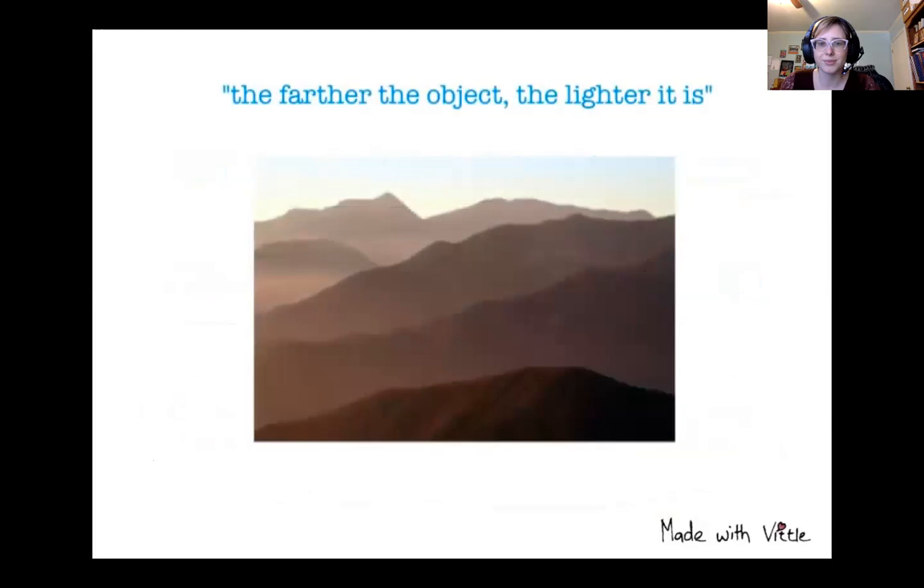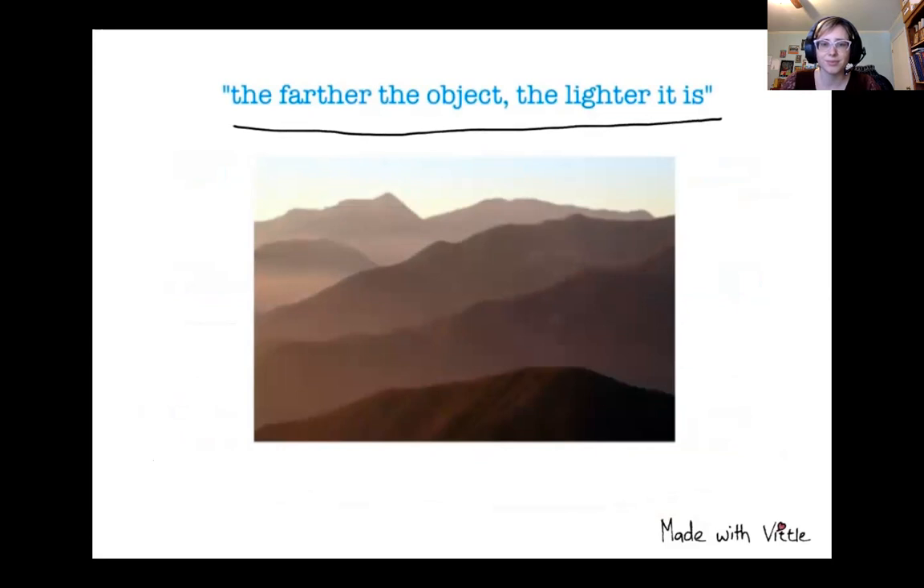So the first trick in atmospheric perspective is the farther the object, the lighter it is. So what this means is, as an object gets further away from us, there's going to be atmosphere between us and that object. So it gets lighter and lighter. So let's look at this picture.